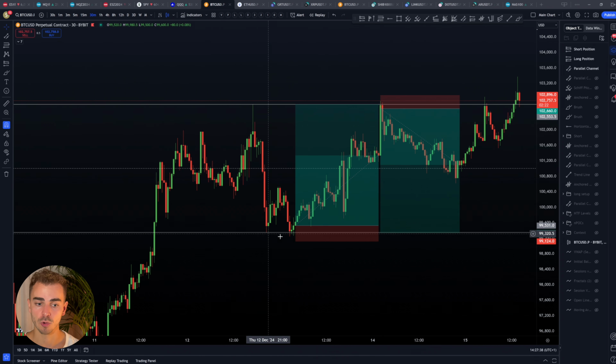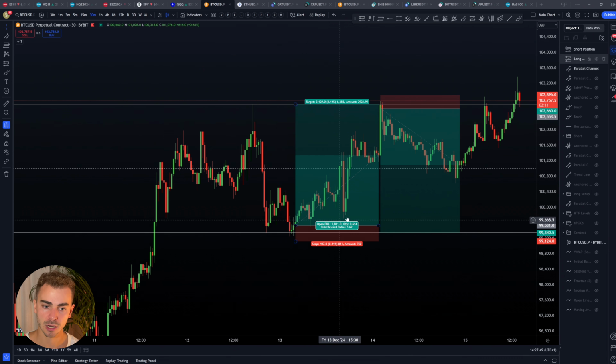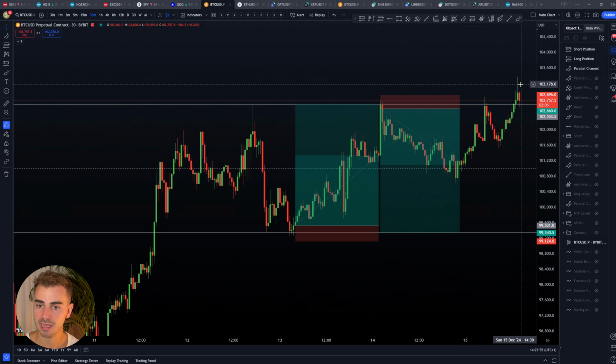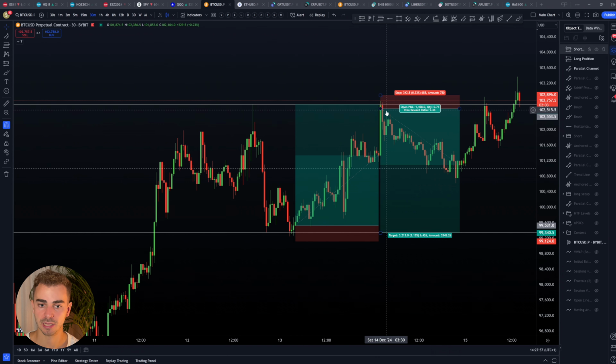It's looking at a horizontal channel, and that means at the range low, we look for long trades. At the range high, we look for short trades. The take profit is always the middle of the channel. So here we can see long trade, hit take profit 1, hit take profit 2, and the short trade, hit take profit 1, and then we were stopped out at break even, since after hitting take profit 1, we would always de-risk that position.